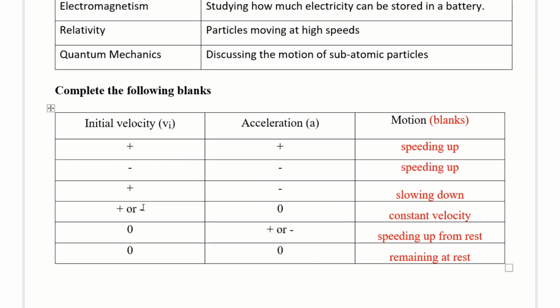If you have initial velocity positive or negative and you have acceleration 0, it is constant velocity. If you have initial velocity 0 and you have positive or negative acceleration, it will be speeding up from rest, because 0 means rest. It's speeding up, not slowing down. If you have 0 and 0, everything 0, it will be remaining at rest. There is no motion at all.